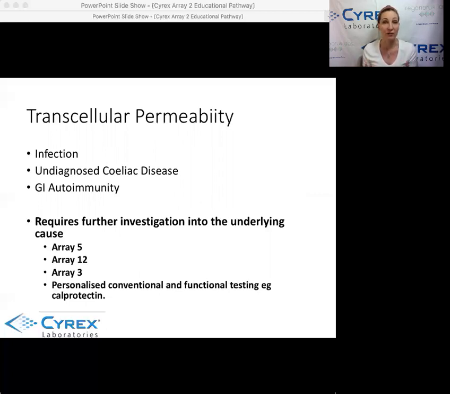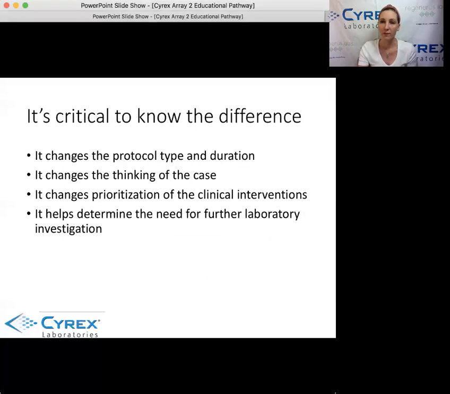We also want to be considering, of course, signs and symptoms and personalised assessment of the person that you're working with to see what might be causing that level of damage to the gut. Transcellular permeability is just a different stage. It's a different clinical scenario, and it requires different thinking about the case and different interventions. So knowing whether you're dealing with transcellular or paracellular permeability changes the protocol type and duration. It changes the thinking of the case, it changes prioritization of clinical interventions, and it helps to determine the need for further laboratory investigation.